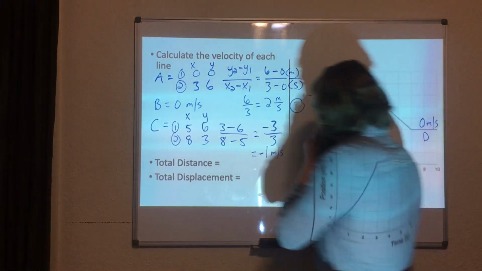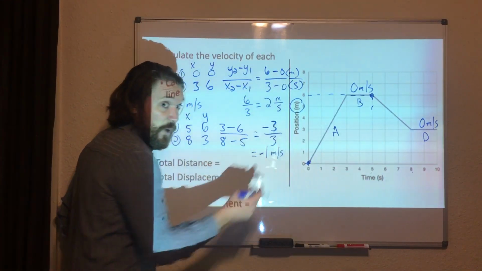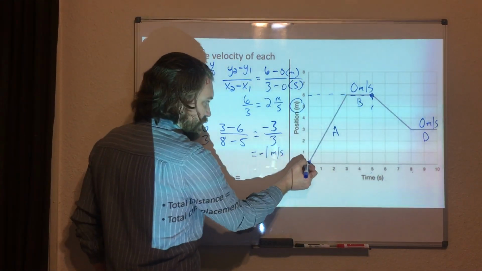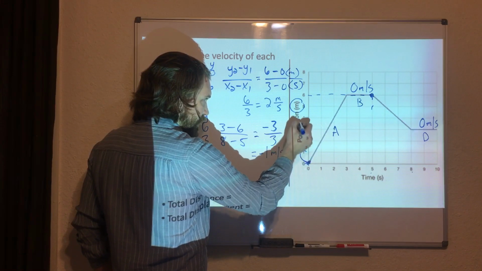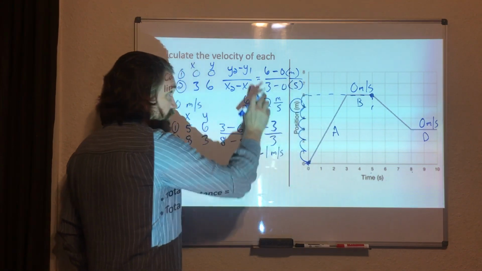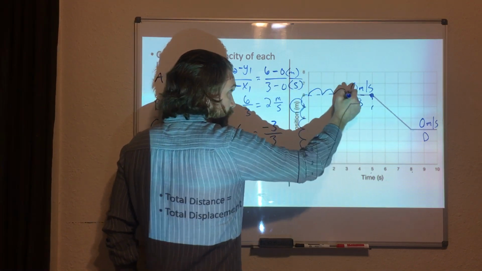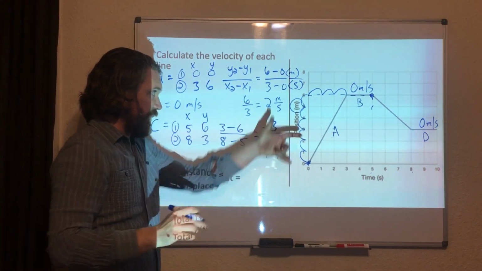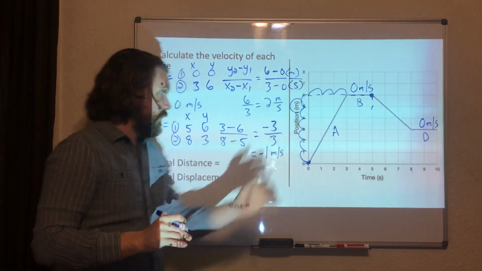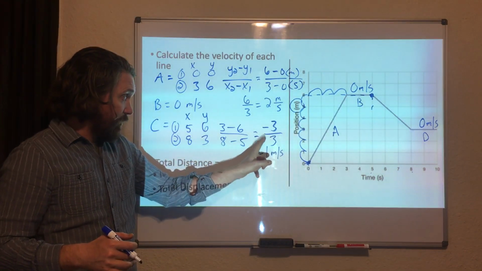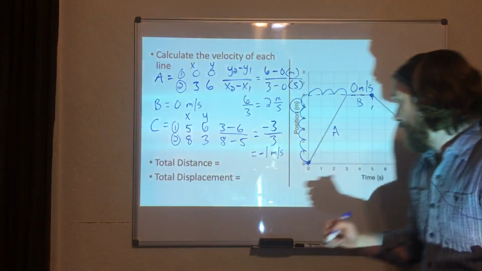Here, I'm saying that my rise, my change in y, rise over run, goes positive 6. 1, 2, 3, 4, 5. I go up 6, and my run is 3. 1, 2, 3. 6 divided by 3. Rise over run. Similarly, here, I got negative 3 divided by 3.